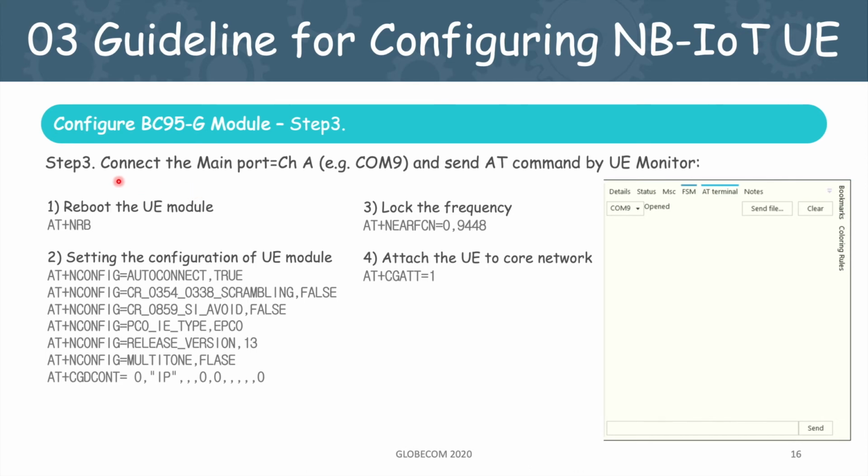Third, we should connect the main port, and we can control the module by the AT command. These are the AT commands we used here: to reboot the UE module, set the configuration, lock the frequency, and attach to the core network. You should run these AT commands in order when you open your base station.